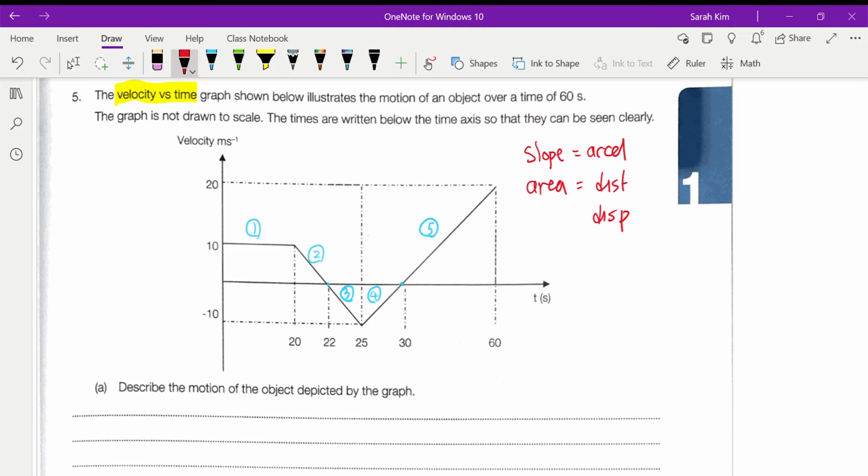So section 1 is pretty easy. It's just going to be traveling at 10 meters per second for 20 seconds initially. And then the velocity goes from 10 to 0. So that means the slope is negative. As you can see, it's going downwards. So it accelerates negatively, so it decelerates until it's at the origin. And then it comes to a rest momentarily because it's at 0 meters per second.